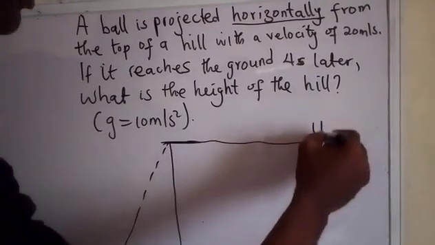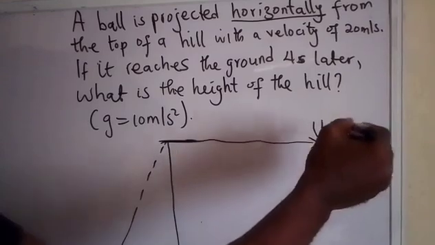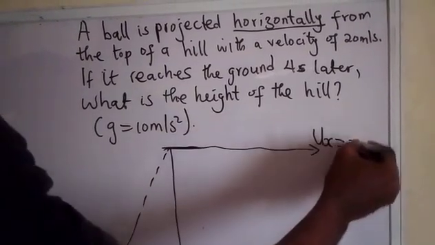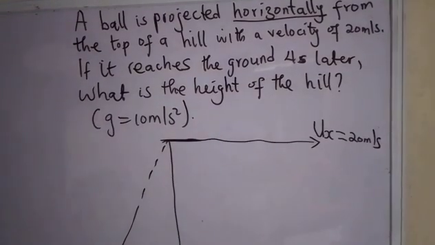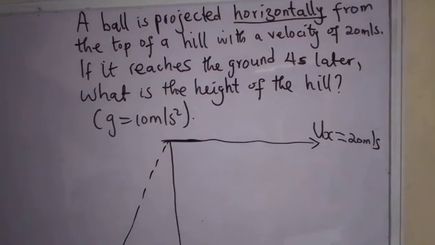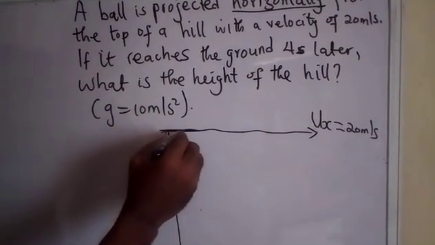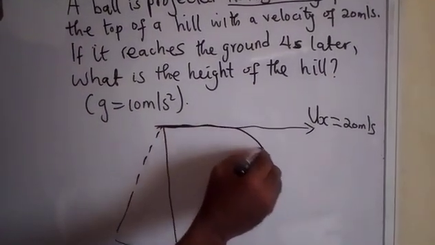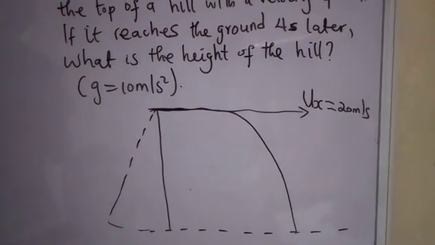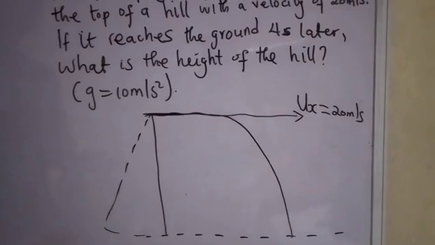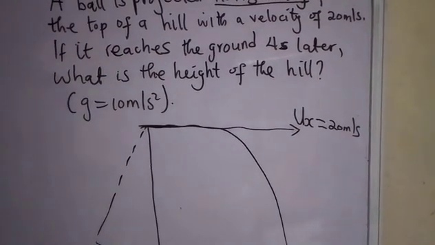So the first velocity is for horizontal motion, and the value was given as 20 meters per second. But you know that when you throw something from the top of a building or a tree, it can never keep going horizontally. It's going to eventually fall down. Why is this so? Because gravity is going to act on it, and there's going to be friction between the object and air. So the object will eventually fall down.